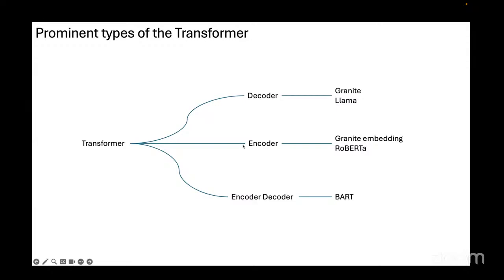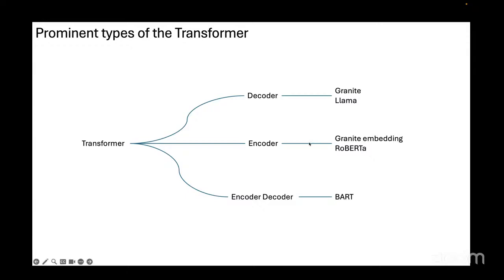So the other type of the transformer architecture is the encoder only, where only the encoder portion of the transformer architecture is used, with some modifications. Of course, all of these architectures will have a certain set of modifications on top of the original architecture.